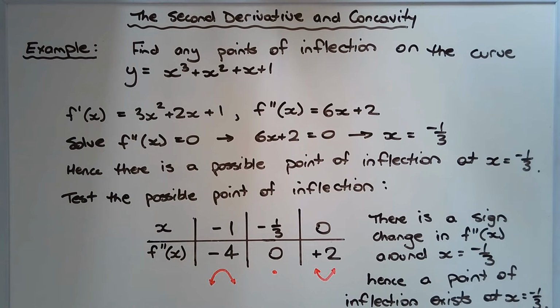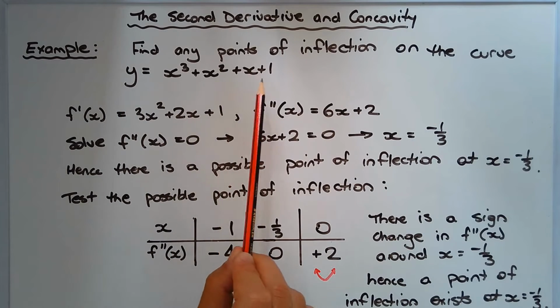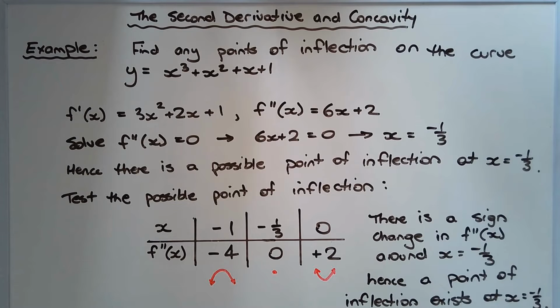The following is an example on finding points of inflection. Find any points of inflection on the curve y equals x cubed plus x squared plus x plus 1. The first step is to find the first derivative. f dash of x is equal to 3x squared plus 2x plus 1. The next step is to find the second derivative by differentiating the first derivative. So f double dash of x is equal to 6x plus 2.